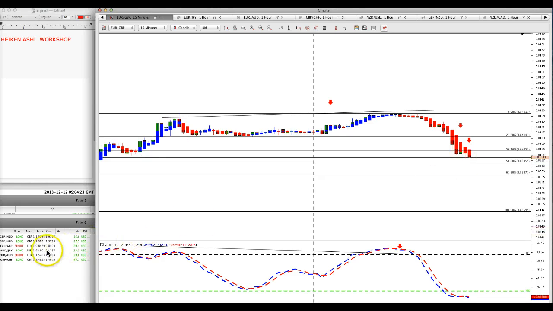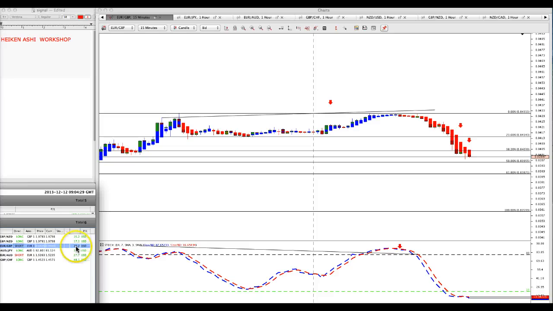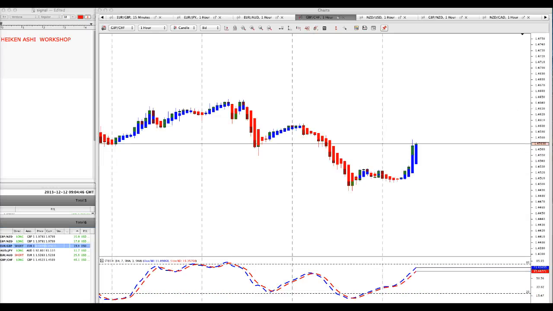And right now in this trade, if you look at the chart, I'm up 20 pips. Actually got in a little bit late on this trade. And all these trades that you see on my account here are based on the same strategy. So let's look at another pair.